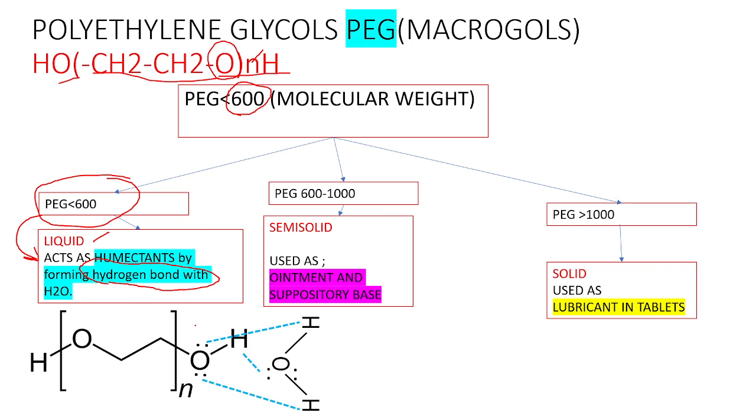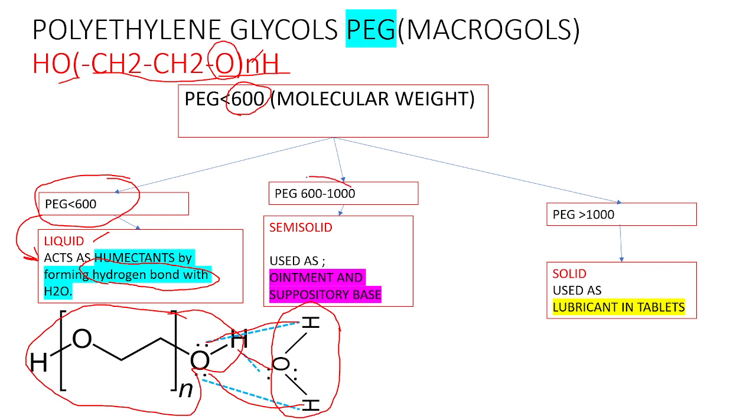See, this is the basic structure of polyethylene glycol. This is a water moiety. How it will retain the water means by forming the hydrogen bond. Hydrogen bond between oxygen and hydrogen, hydrogen and oxygen, and hydrogen and oxygen. Like that, it will form hydrogen bonds. Thereby, it will retain the water in the cosmetic preparations.